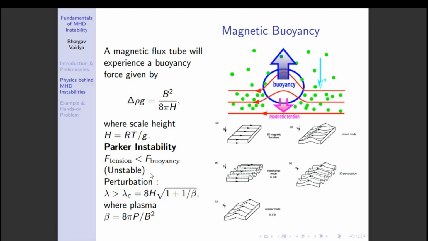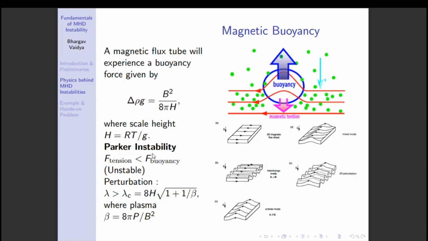So if the buoyancy force exceeds the tension force, then it will go away. This is what is known as the Parker instability, and it is seen in galaxies. If you take a sheet of a galaxy, you have magnetic fields in the galaxy, and it goes Parker unstable. You will have local collections of high density as stars are formed.